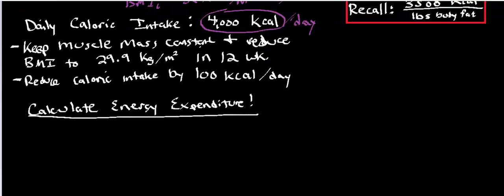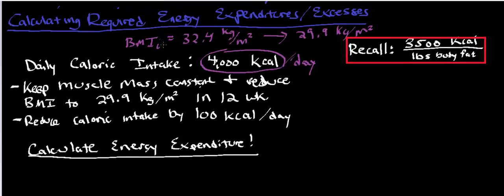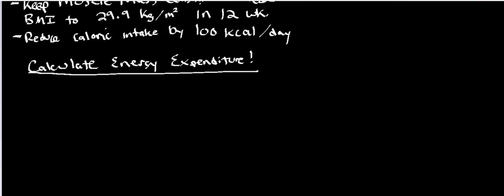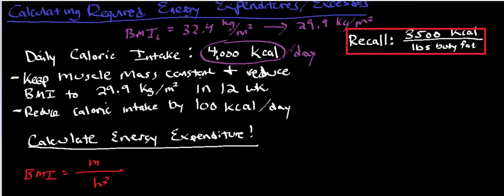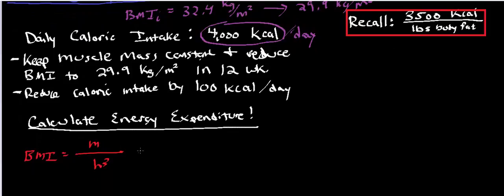The first thing we need to do is calculate this person's mass. If you're given the BMI, remember that BMI is equal to the mass of the person divided by their height squared. We want to calculate the person's mass in kilograms, and ultimately convert that to pounds. I can multiply both sides by the height squared, so the height squared times the BMI is equal to the person's mass.